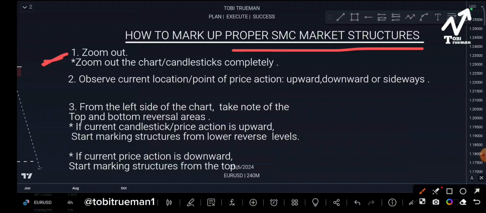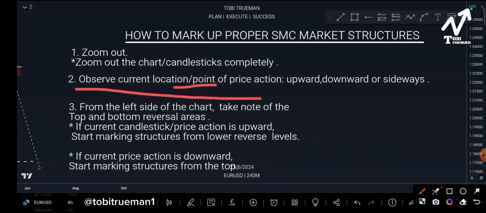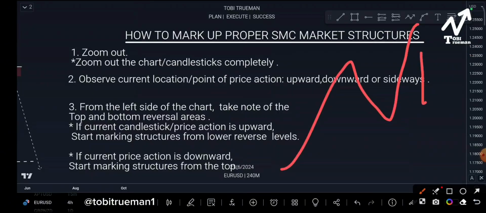Okay, when you zoom out of the chart or candlesticks completely, I will show you that in a bit. Now, number 2, observe the current location or point of price action, whether the price is moving upward or downward or sideways. This time around, you have not marked out any market structure. You just have to use a general view to know where price is going, whether price is going upward like this or price is moving downward.